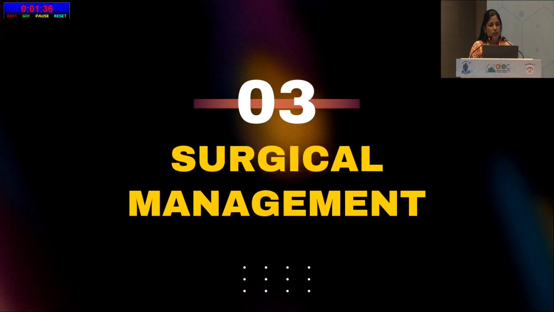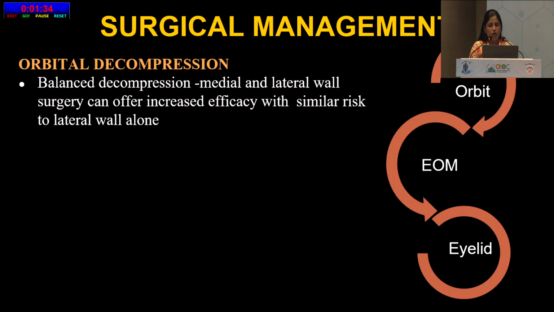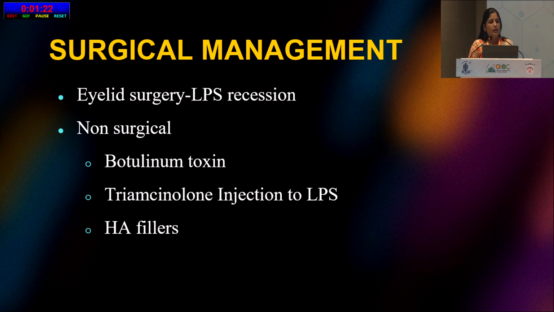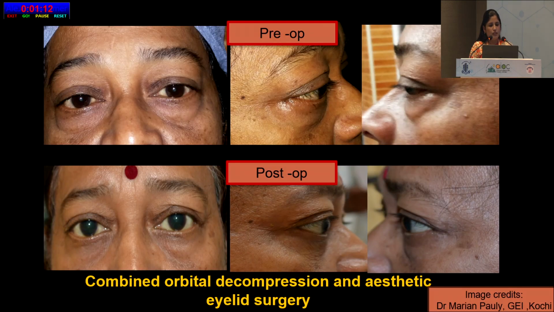And coming to the surgical management, we all have been taught the sequence of orbit followed by extraocular muscles and eyelid, but it is now proven that combined orbital decompression and aesthetic eyelid surgeries give better patient satisfaction and a reduced number of surgeries. For eyelid surgery, it's LPS recession in the quiescent phase, whereas in the active phase, non-surgical modalities in the form of botulinum toxin, triamcinolone, and hyaluronic acid fillers can be used.